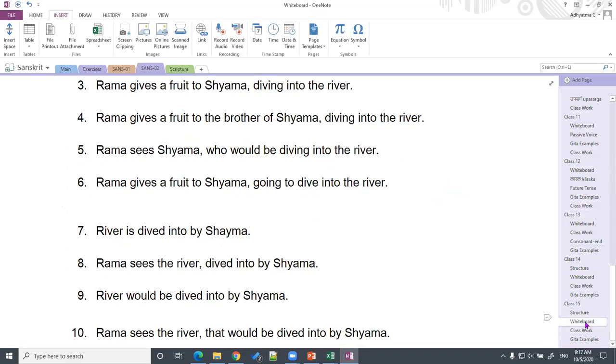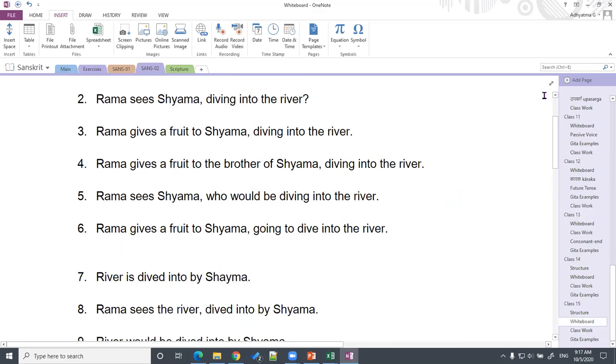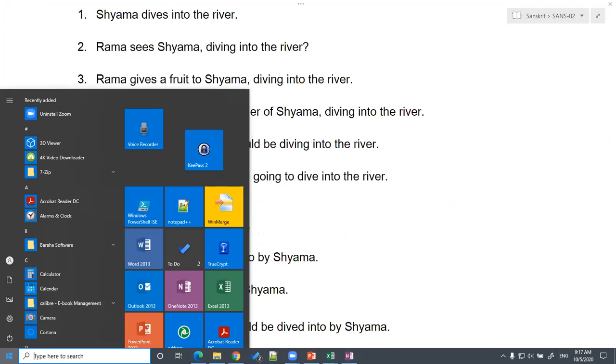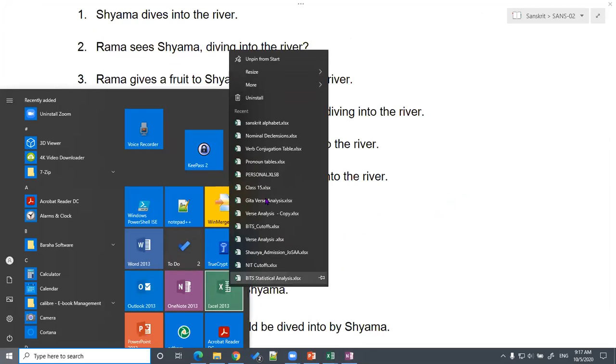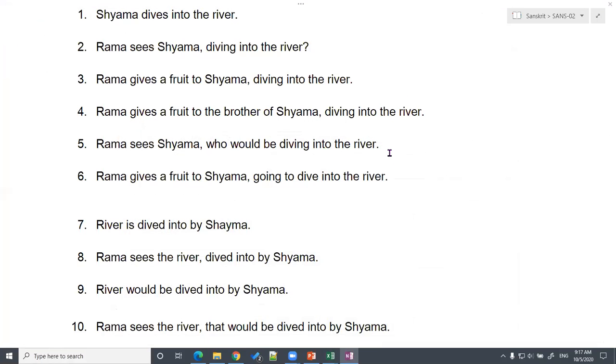We'll see the examples. So just read these sentences and then we'll see those sentences. So just take a look at these sentences. I'll just open a file, 1 second. So just take a couple of minutes to read these sentences.